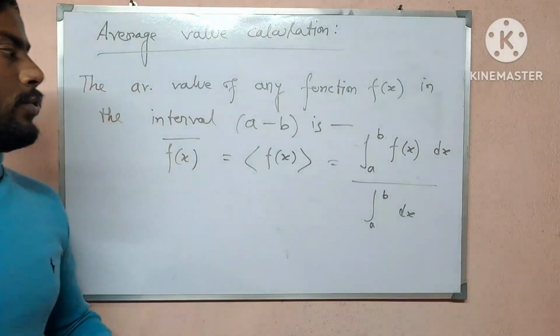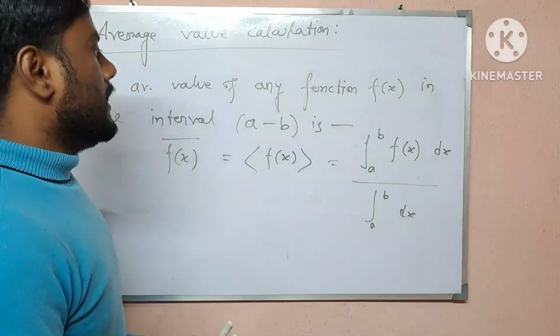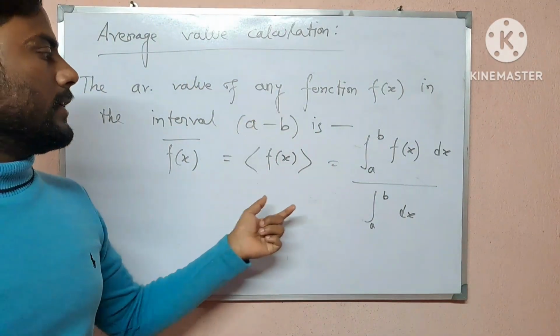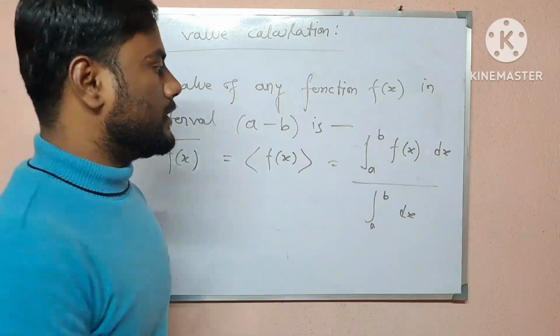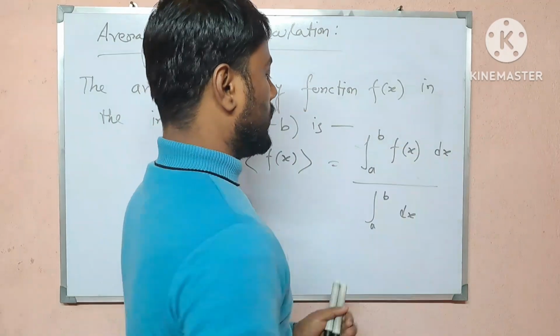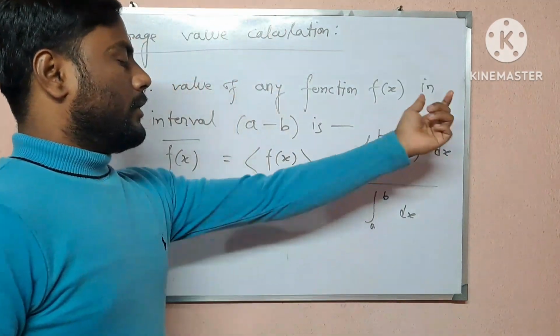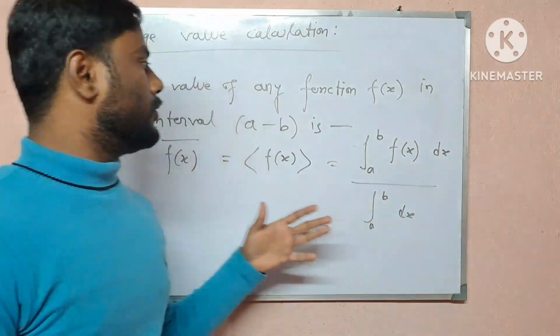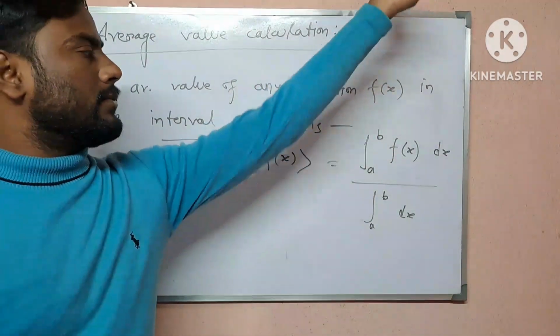So this is the rule that you have to remember: the average value of any function f of x in the interval a to b is basically, you have to integrate the function f of x from a to b with respect to x, and then you have to divide by the integral a to b dx. Okay, this is the rule, the average value of any function f of x.